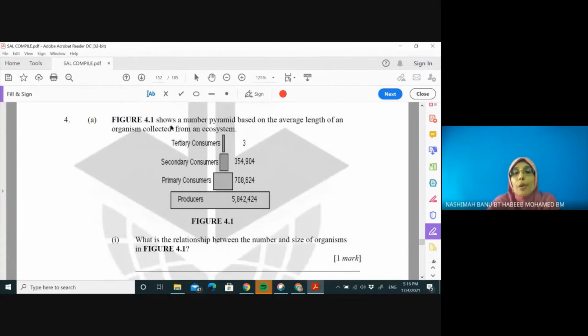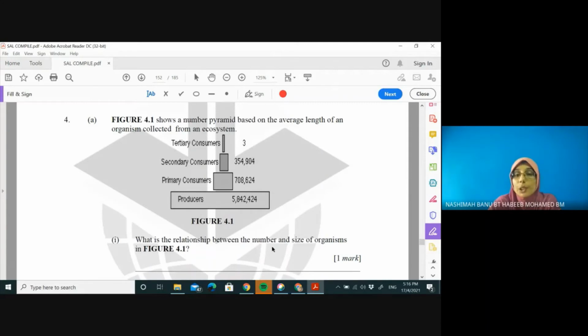Okay. So figure 4 shows the number pyramid. So look at here. They have a producer. So ini bilangan number dia. Primary consumer, secondary and tertiary. Okay. Based on the average length of an organism collected from an ecosystem. Okay. So highlight, they didn't give what types of ecosystem. Dia sebut secara umum saja, from ecosystem.